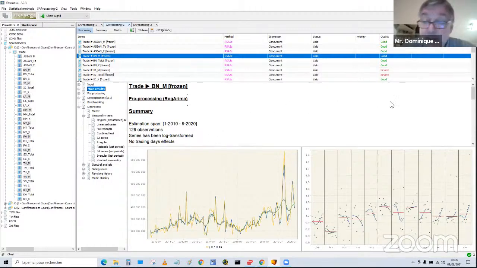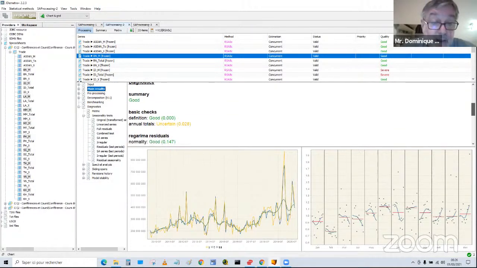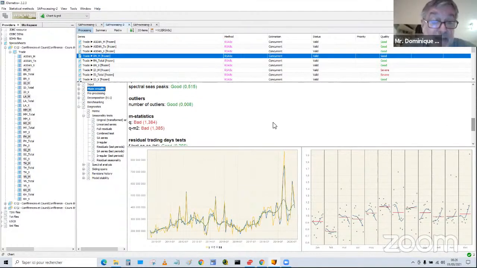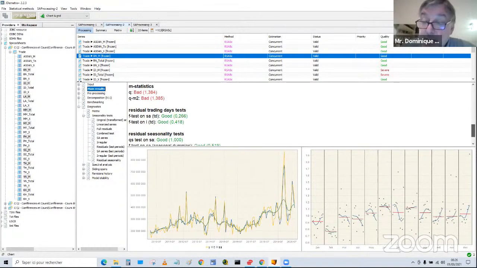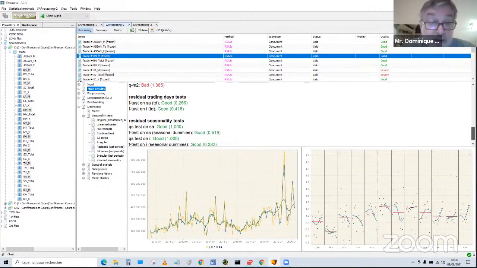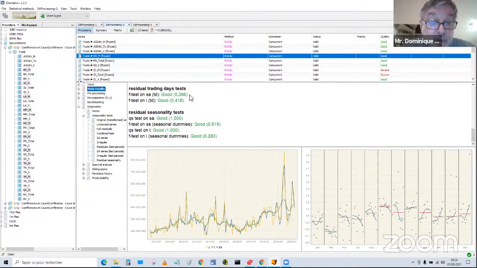Let me check very quickly the other results. I have bad Q statistics. I will go to that, but usually it's because there's a lot of irregular here, and the seasonal component is moving fast. I have no residual trading day effect and no residual seasonality effect. So from the statistical point of view, it seems that the results are pretty good. Now, let us pay more attention to the M statistics.